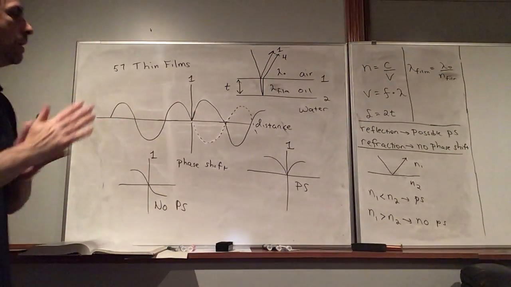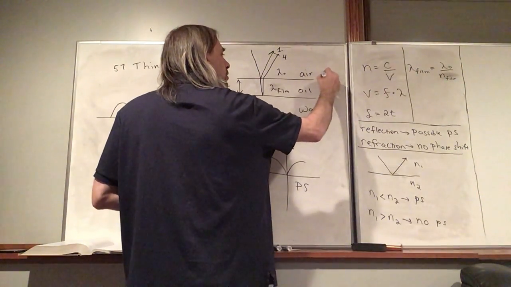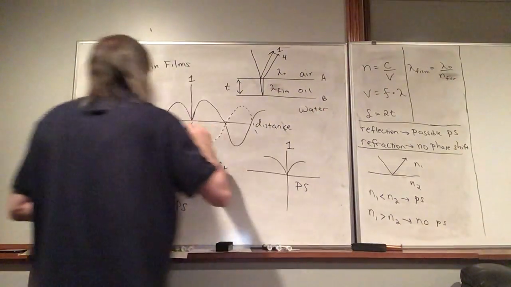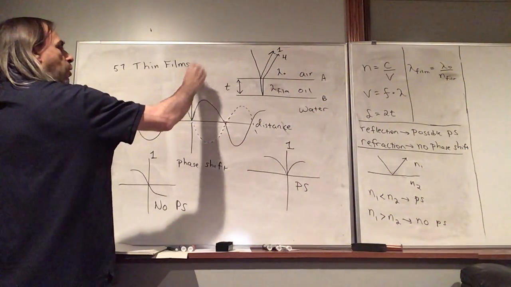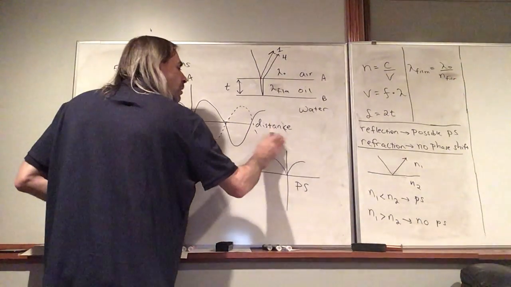I'm going to change these names. I'll call them A and B, boundary A, or surface A and surface B. This way we can distinguish. Okay.